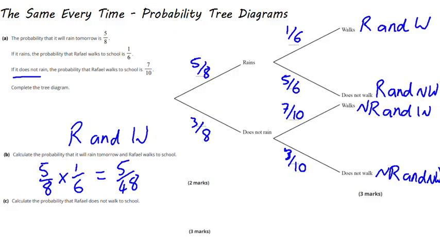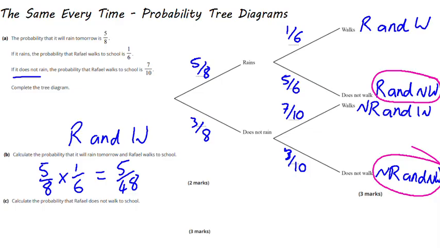Right then, so the last question for 3 marks. Calculate the probability that Raphael does not walk to school. So this is why I have all my options written down, so I just look for the options that include not walking. So this option includes not walking, this option includes not walking. So there are only really two possible outcomes there where Raphael does not walk to school.